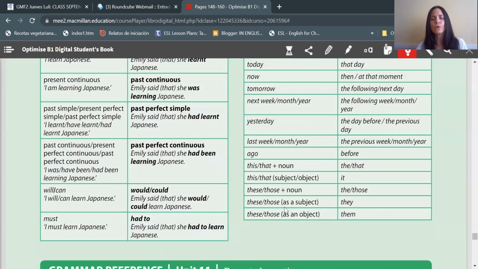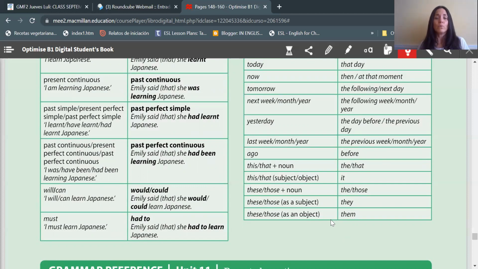Now, if you have these or those, yes, as a subject, it would become they. If you say, for example, you are referring to shoes, you say, these are incredible. So you would say, Luli said, they are incredible. Okay, you can see that these in the direct speech is the subject. And when we transform it into reported speech, instead of these, we're going to write they. Okay, we're going to replace it with they.